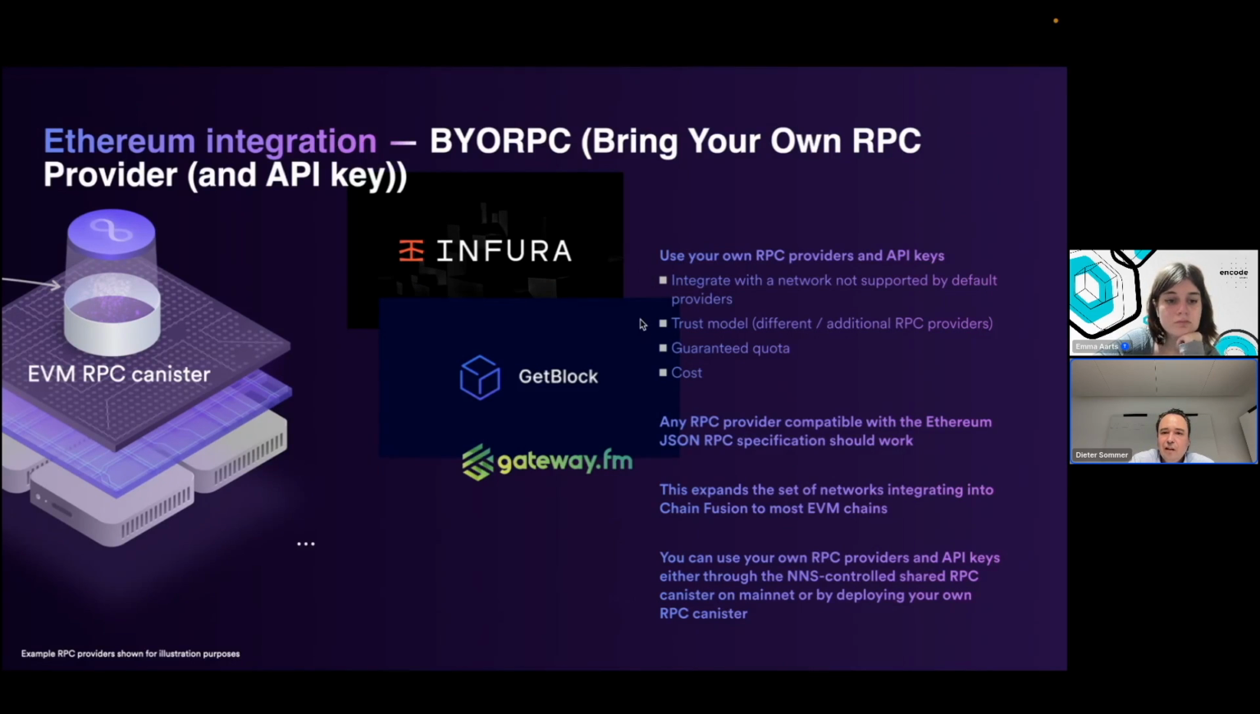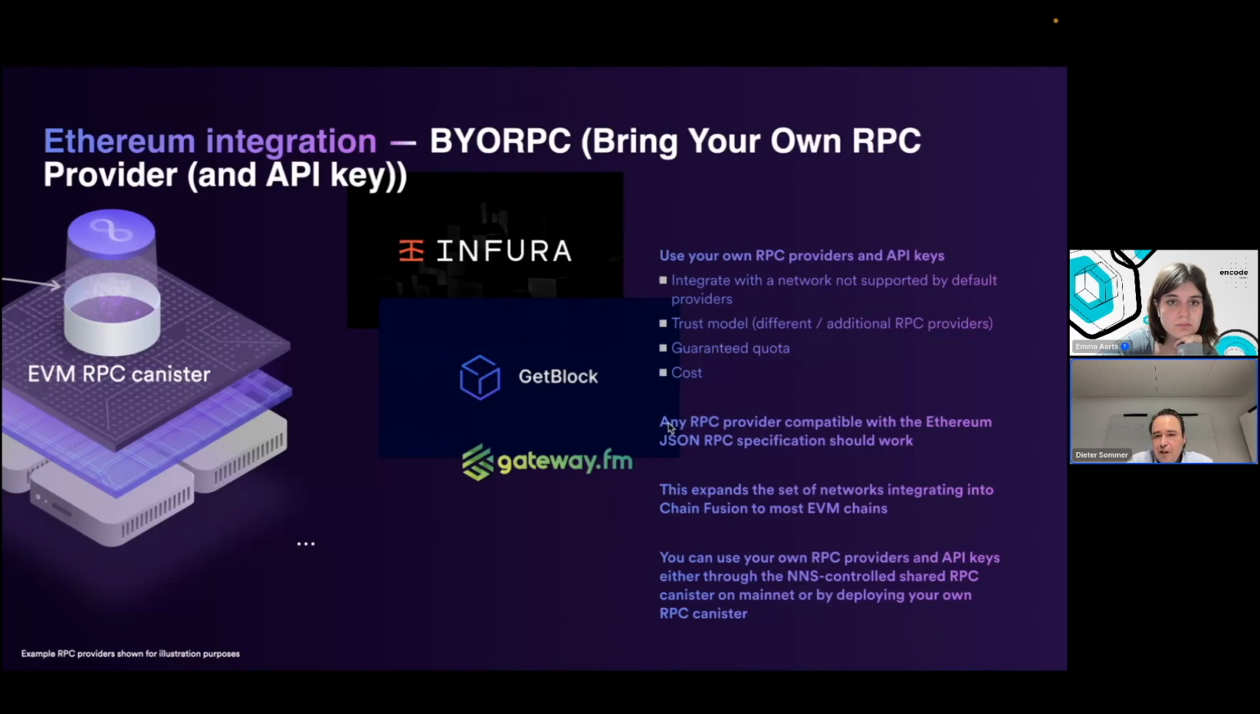The trust model, like if you want different or additional RPC providers or more RPC providers that should be queried. If you want a guaranteed quota by using your own API key that's not shared with other people, because otherwise the API key for the default provider is, of course, shared with all the users that access this canister. And cost. So then you might have a provider that's cheaper. You might even have a call out to your own provider if you want to.